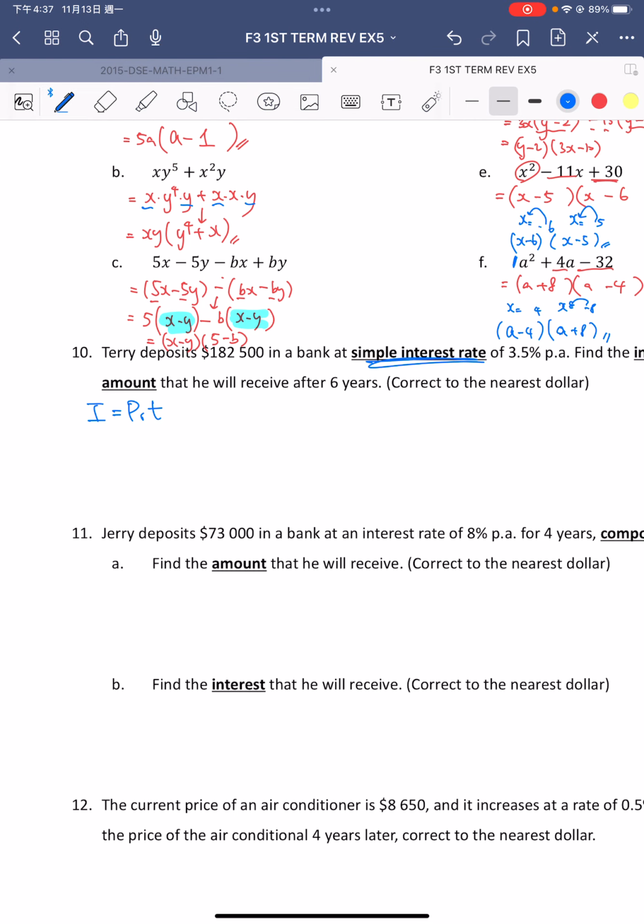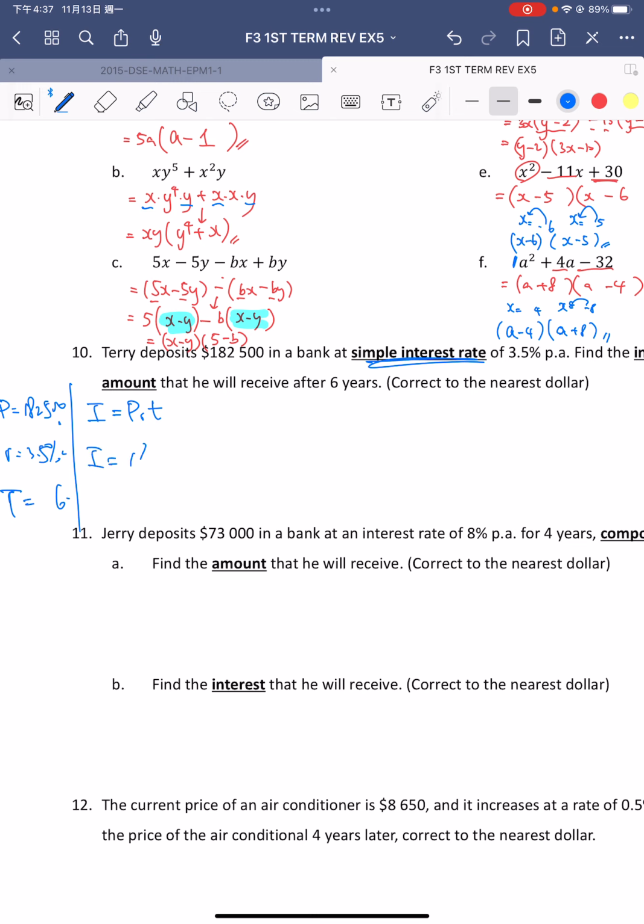And now we have what is P, what is R, what is T. Our principal is equal to 182,500, and our rate is equal to 3.5%. For how many years? The T should be equal to 6 years. So we just substitute all of the things inside our formula I equal to PRT.